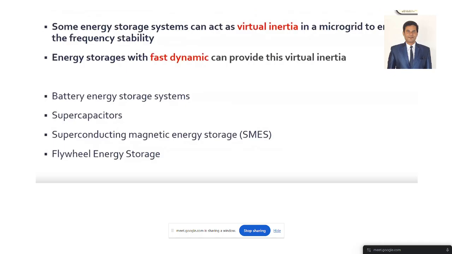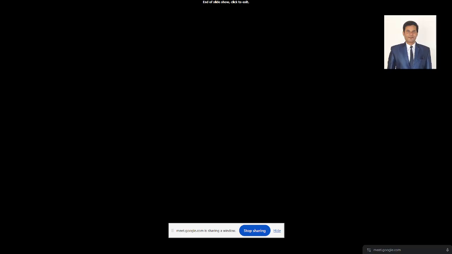So all right, we are at the end stage now. Some of the storages can act as virtual inertia in the microgrids to enhance the frequency stabilities also, right? Some energy storage with a very fast response: battery energy storage, the supercapacitors, the flywheels, and also the various things we already discussed, right?